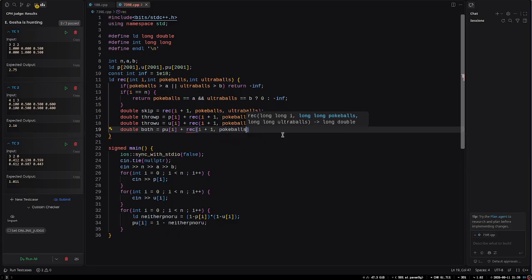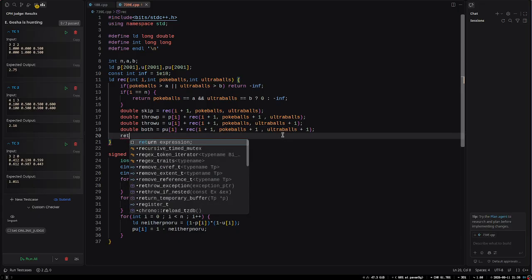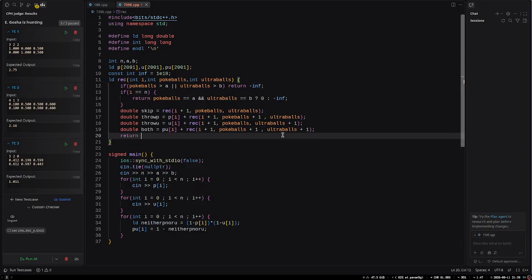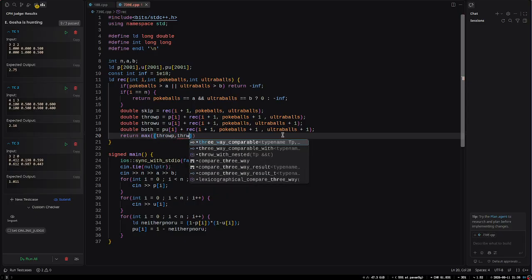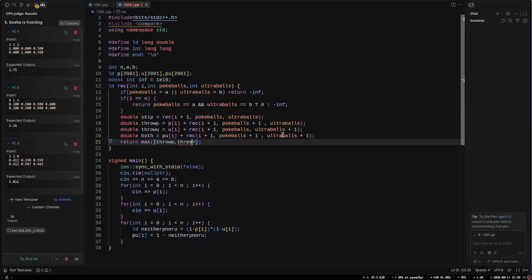And Pokeballs would also change. Ultra Balls would also change because you are using both of them. Okay. And you need to return the maximum of throwing a Pokeball, throwing an Ultra Ball, throwing both, and skipping. Whatever gives you the maximum should be returned. Okay.